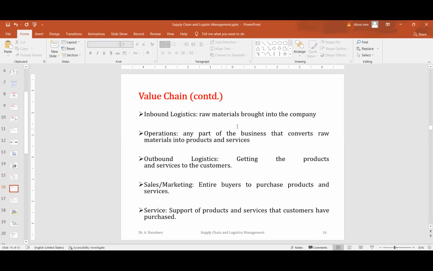So the inbound logistics, raw materials brought into the company, and I have already explained all these steps. In the operations, any part of the business that converts raw materials into products and services, so the actual manufacturing process. The outbound logistics, getting the products and services to the customers, so they are sending the finished goods to the end users or customers. Sales and marketing, to entice buyers to purchase products and services, so promotional and advertising related activities to sell their products and services in the market. And service, support of products and services that customers have purchased, so customer queries, complaints, and some other feedback, customer services. So all this comes under these service activities.